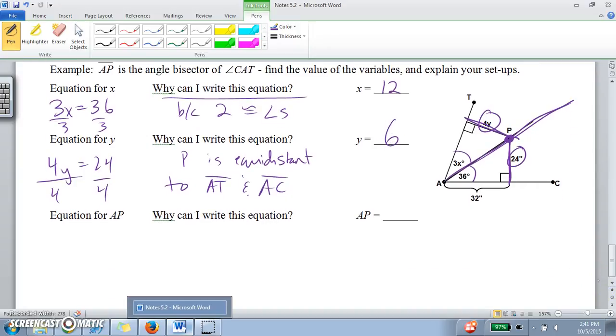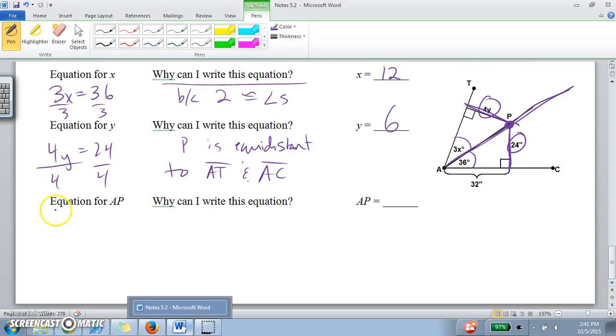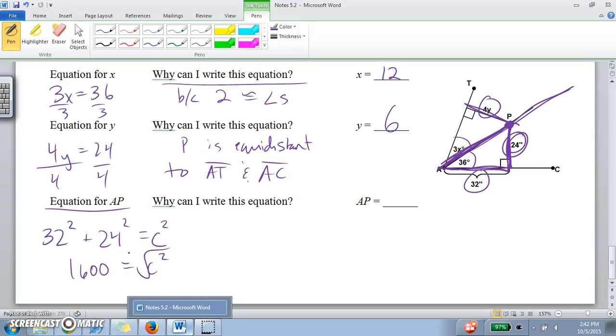Okay, equation for AP. This is actually the Pythagorean theorem. I've got a right triangle right here. If I look at this right triangle, two sides are 32 and 24. So a squared plus b squared equals c squared, where c is the hypotenuse, which is AP. 32 squared plus 24 squared gives me 1600. So 1600 equals c squared. When I take the square root of both sides, I get that AP, or c, equals 40.